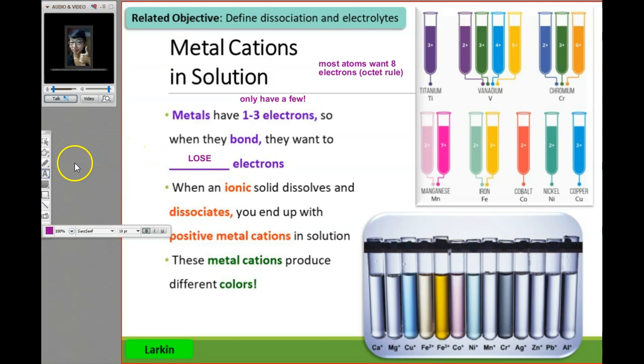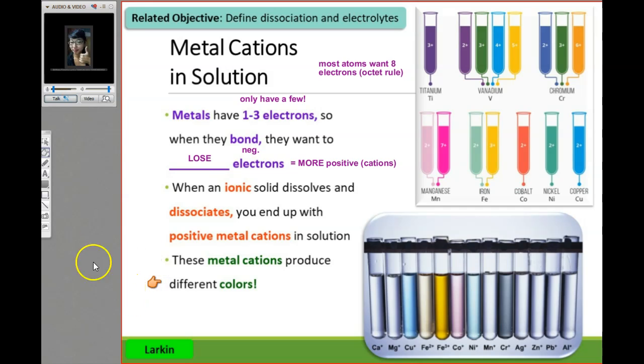All right, so what that brings us to is that when an ionic solid dissolves, remember ionic solids have ions, which means that they also include metal ions. When they dissolve and dissociate, you end up with positive metal cations because as they lose electrons, they become more positive, because remember electrons are negatively charged. So if you lose negativity, you become more positive. So you end up with positive metal cations in solution.